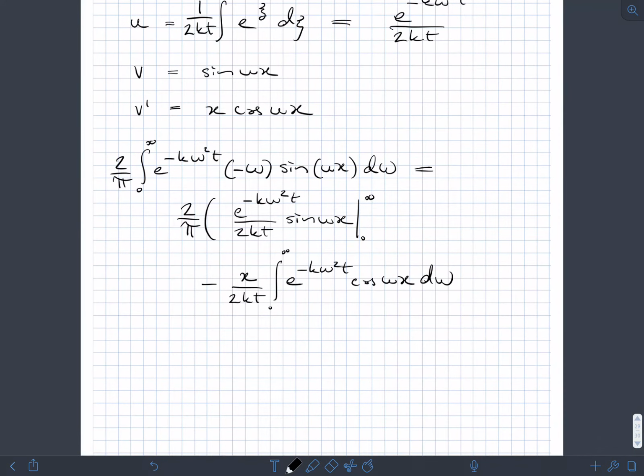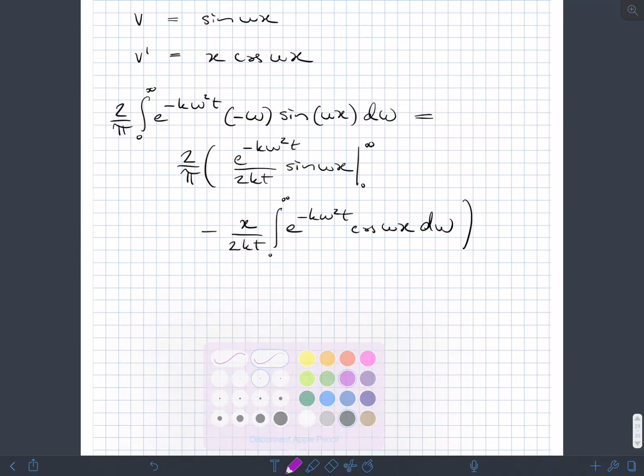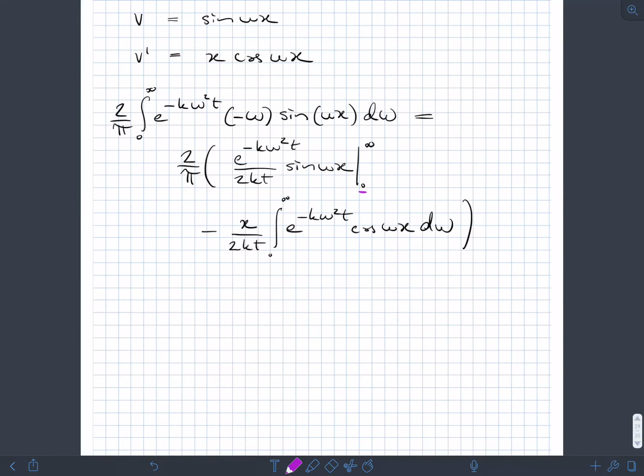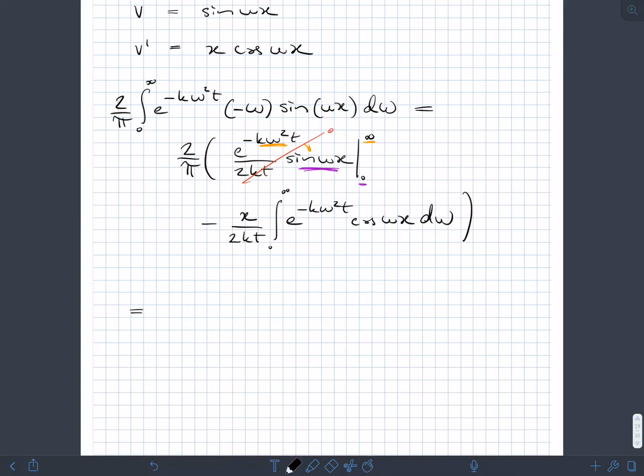Okay, so let's evaluate this. Well, I can see that on the zero, this sine omega x goes to 0. So it's 0 on the lower boundary. That's good, I guess. And then on the upper boundary, well, this guy goes to 0, and it goes to 0 very quickly, actually. And he also squishes this guy a lot, and that whole term goes to 0, so that's nice. That is good, so that simplifies things. So then we are left with what? We're left with this.